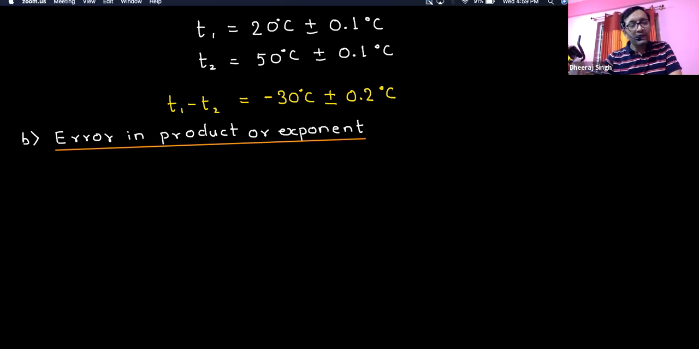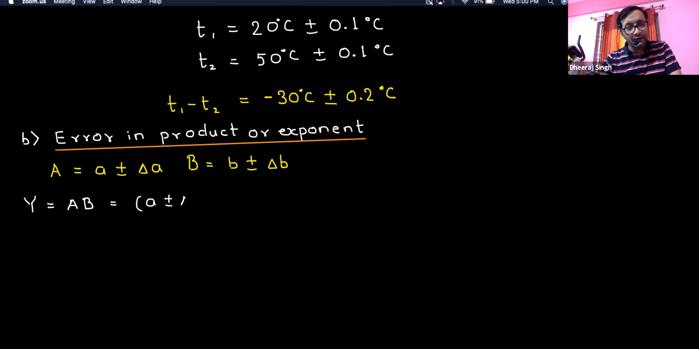All right, same example we'll take. Suppose you have a reading A, which is small a plus minus delta A. You have a reading B, which is small b plus minus delta B. The reading Y is basically A into B. So A into B is A plus minus delta A multiplied by B plus minus delta B. So all of you expand it and tell me if I can write it as Y plus minus delta Y, then what is delta Y?